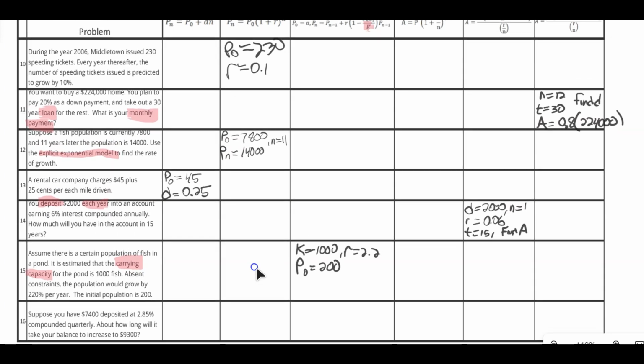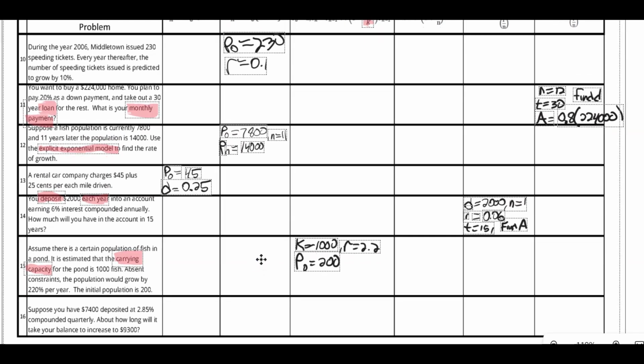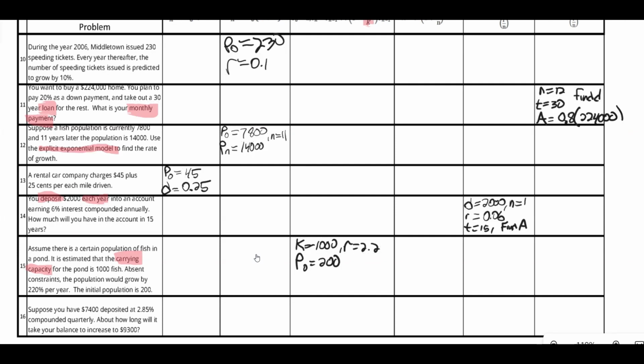Number 16, last question. Suppose you have 7,400 deposited. All right, so we have it deposited. But how often is it deposited? It doesn't say. Now, it says compounded quarterly, but it doesn't say deposited quarterly. So I'm looking for the keyword like monthly payment or withdraw or deposited annually, but I don't see any of those words changing this word deposited.